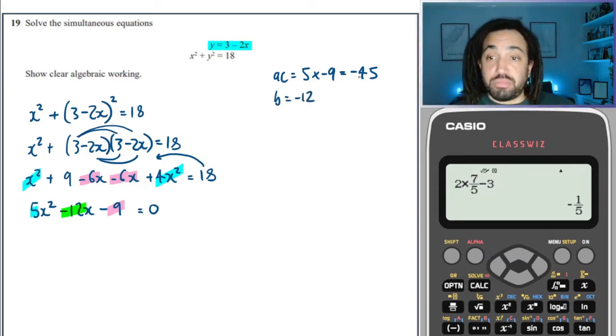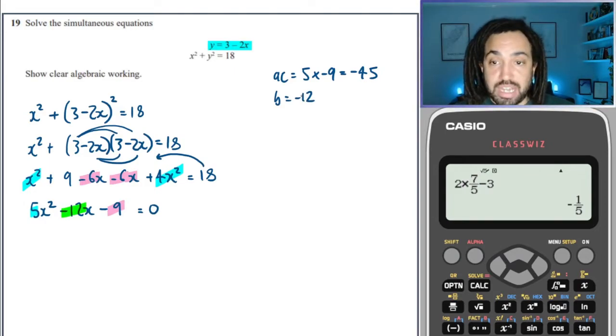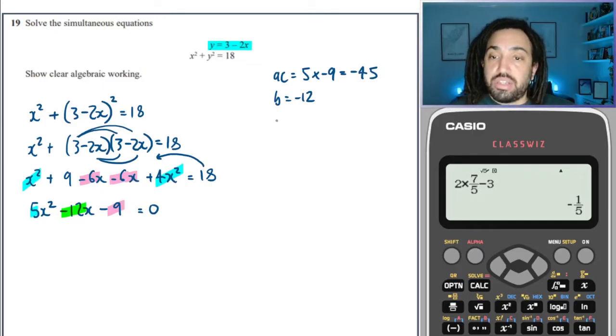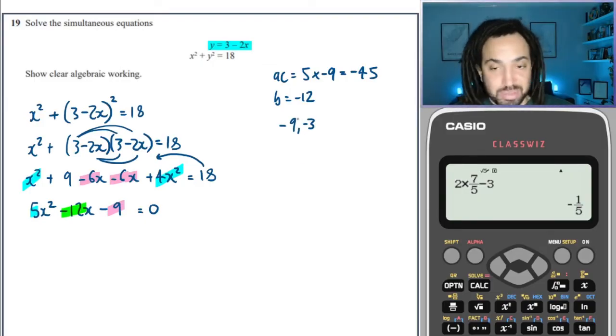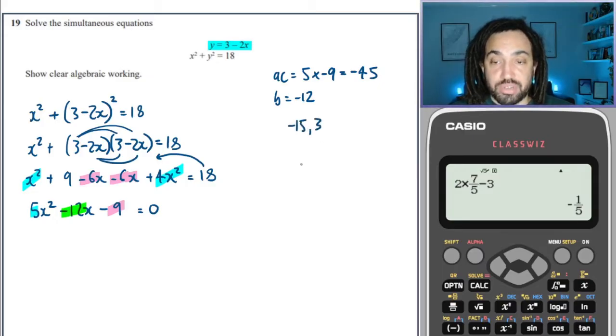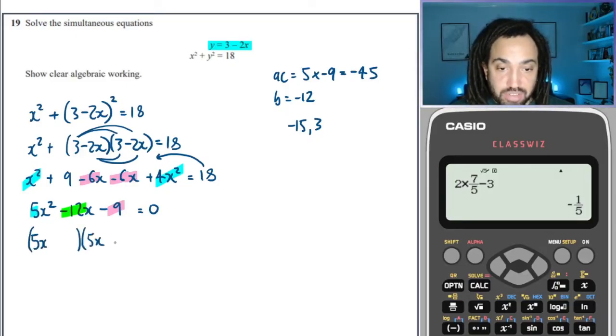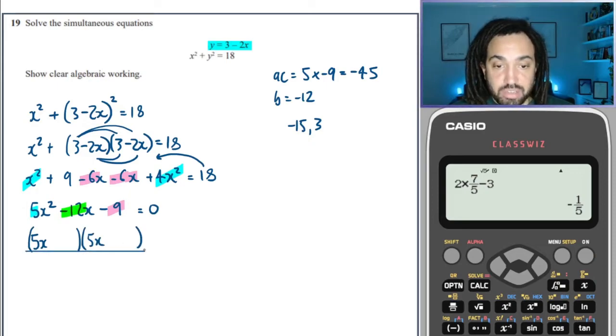So we just write below it b is equal to minus 12. And then we have to find two numbers that times to make minus 45 and add to make minus 12. And those two numbers are minus 9 and minus 3. And that doesn't work. Okay, try that again. One of them needs to be negative, one must be positive because they times to make a negative. So it's minus 15 and 3. Yes, that works. So because the a term is 5, I write 5x, 5x, then all divided by 5. And then I just pop these two numbers in. So minus 15 and plus 3.